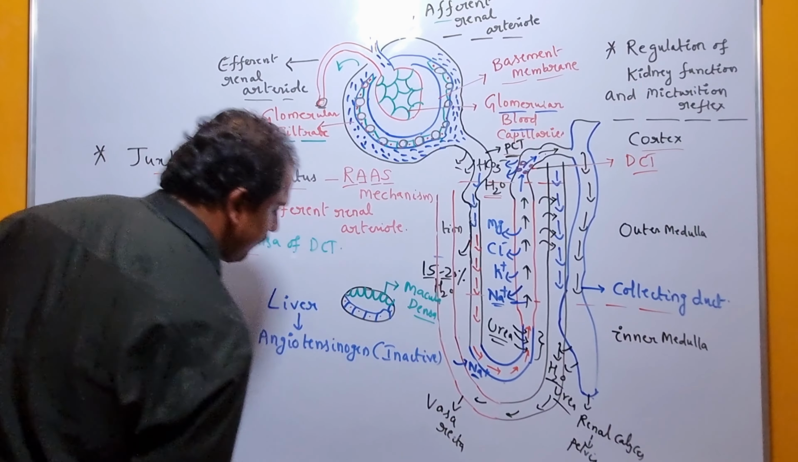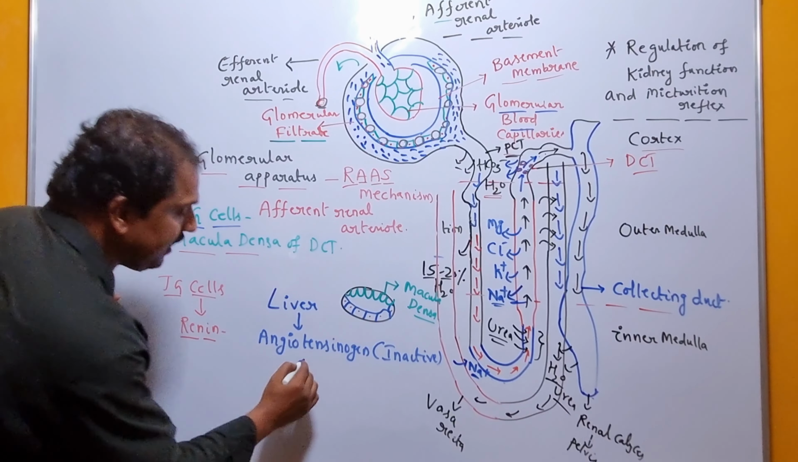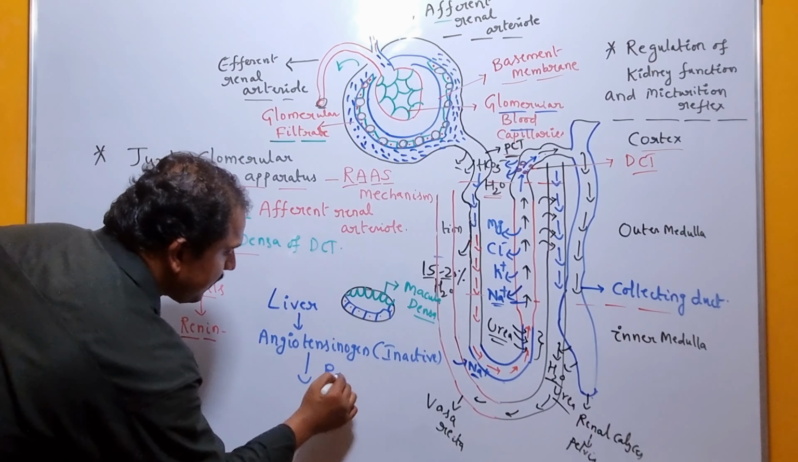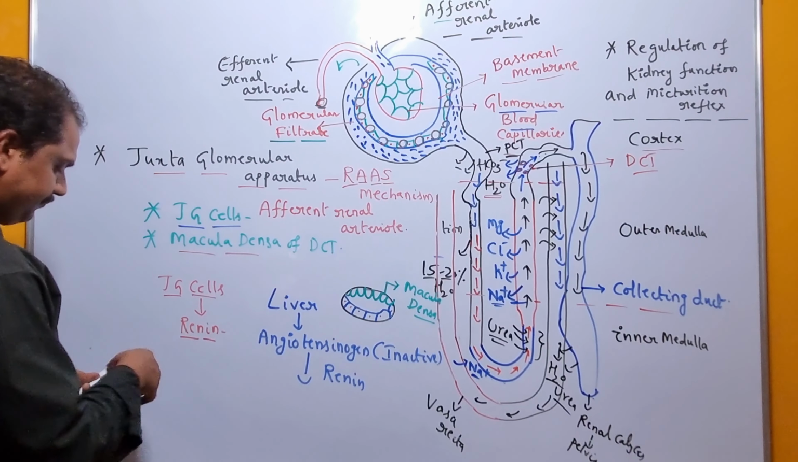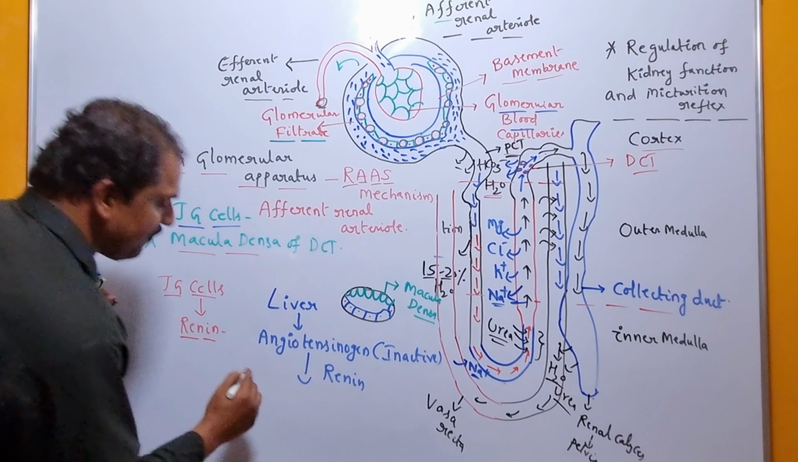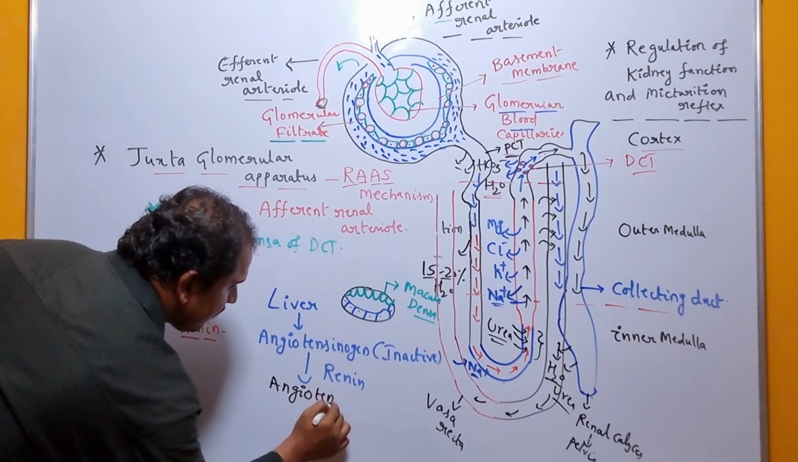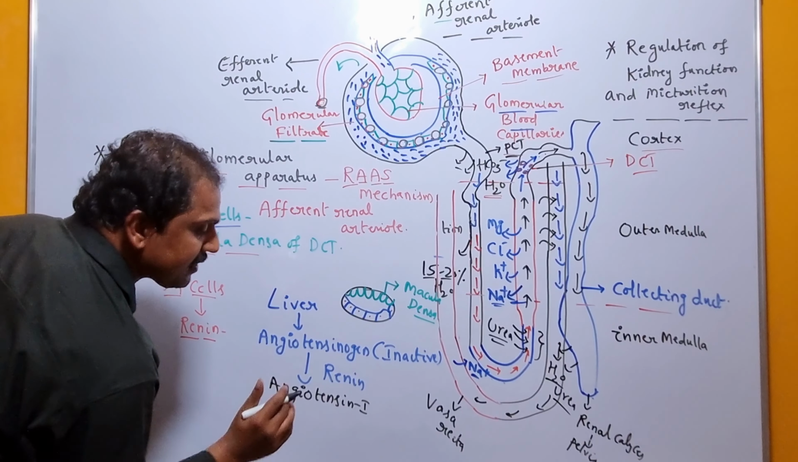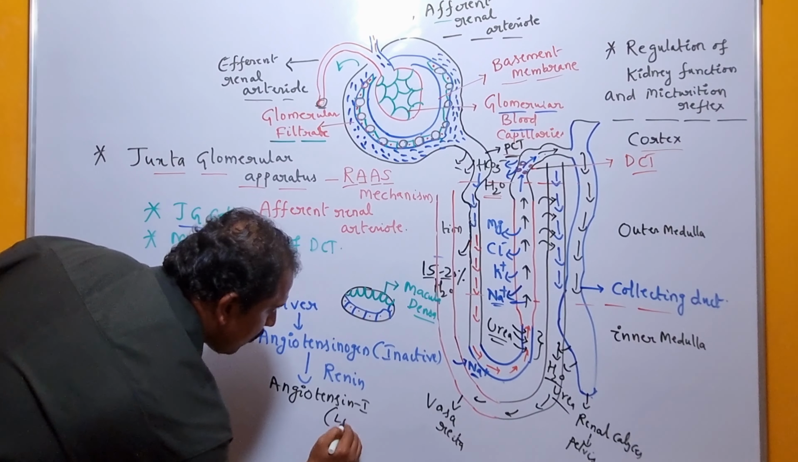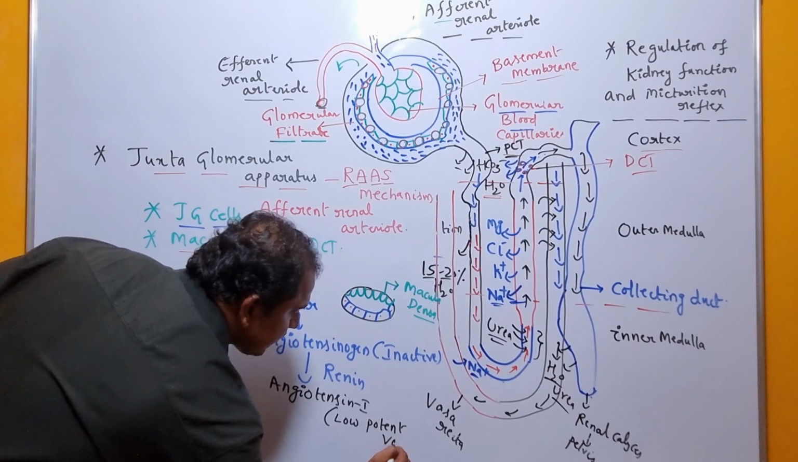Inactive mode. Now the angiotensinogen, in the presence of renin, successfully converts into angiotensin 1. Angiotensin 1 is a low potent vasoconstrictor.